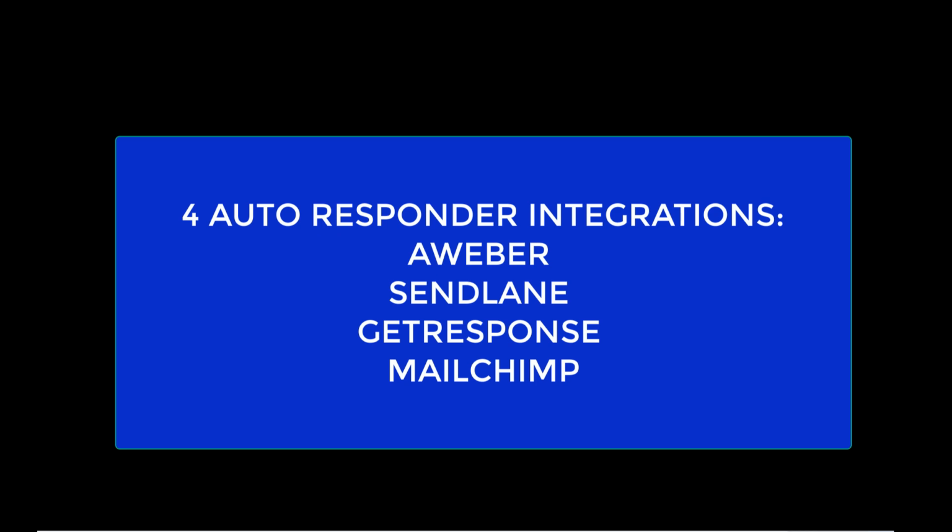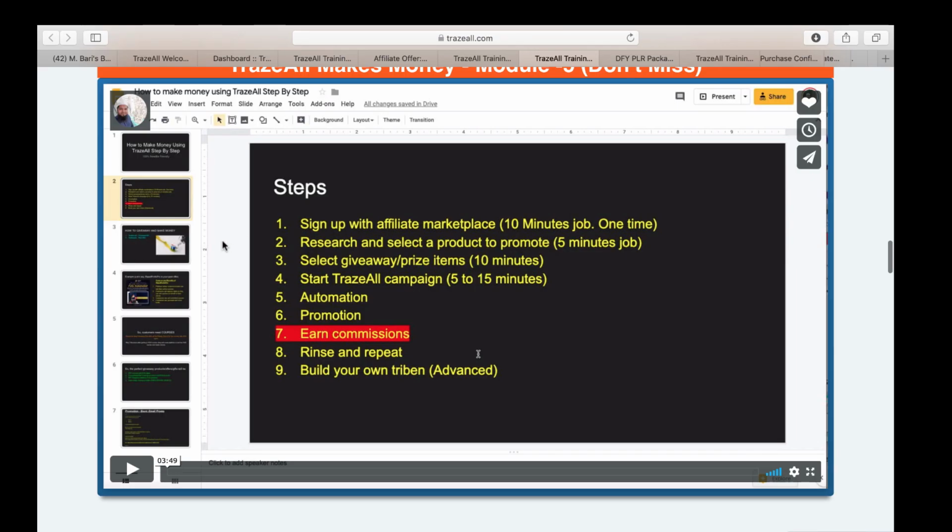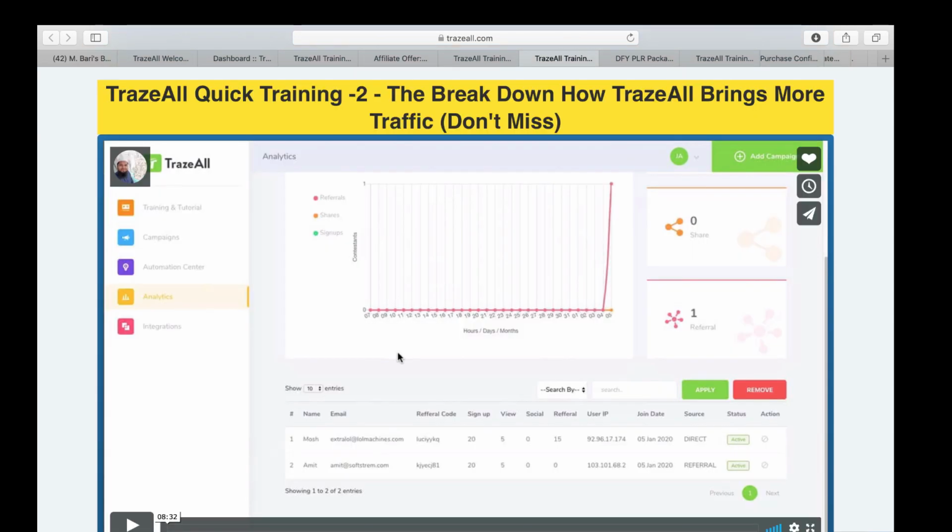Okay, so you will be working with your Aweber account, SendLane, GetResponse, and MailChimp. Those are the 4 that they integrate with this software. All right, so here are some steps. Sign up with Affiliate Marketplace. Research and select a product to promote. Select the giveaway. Start Trazeall campaign, which is like the contest. Automation, promotion, earn commissions, rinse and repeat. Build your own tribe. I think that's it for now.